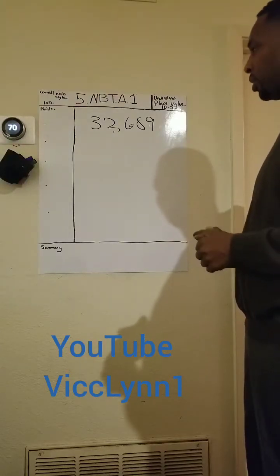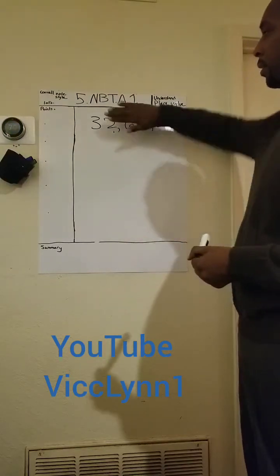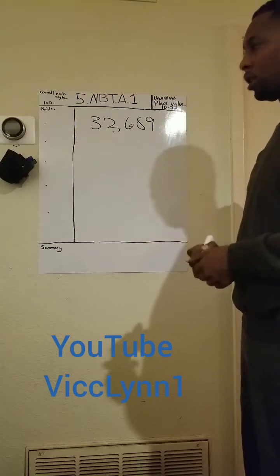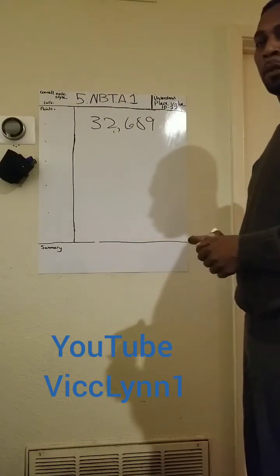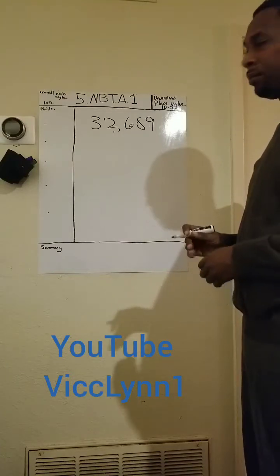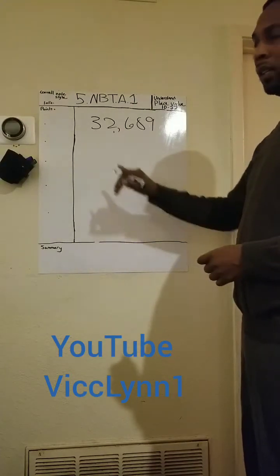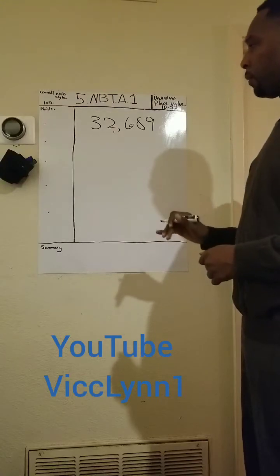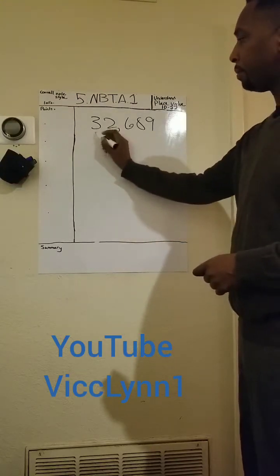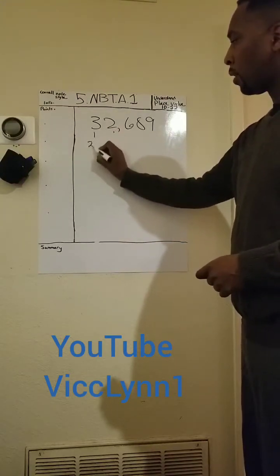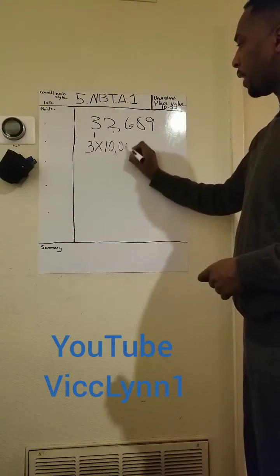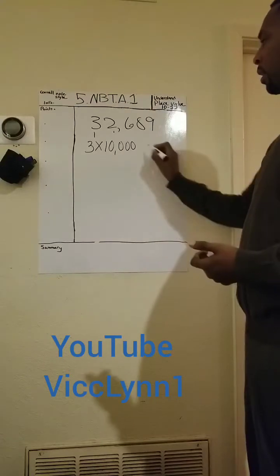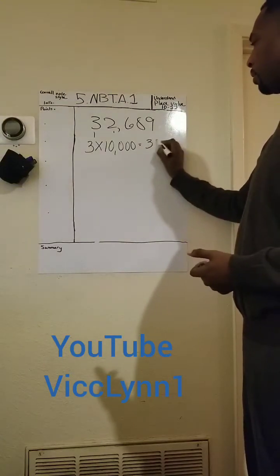So basically what they're saying is if I wanted to get 30,000, what two numbers can I multiply to get 30,000? Using the 3, because the 3 is the place value that we're looking for. Okay, so I would say 3 times 10,000. Okay, that's going to give me 30,000.